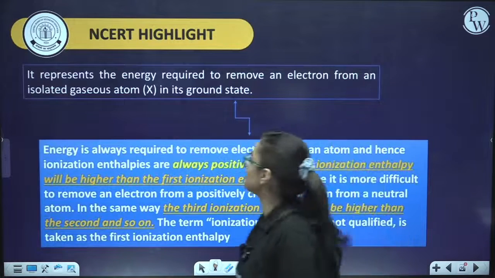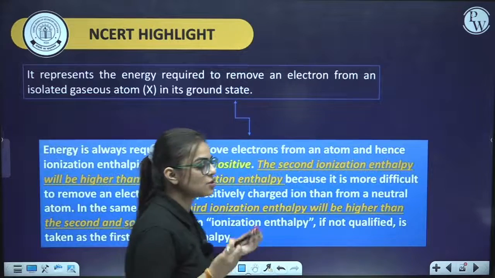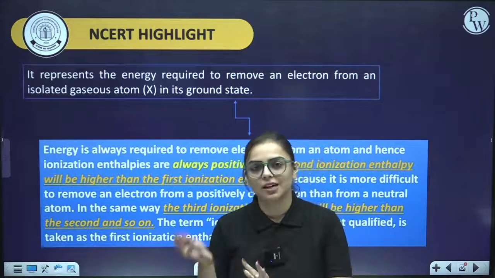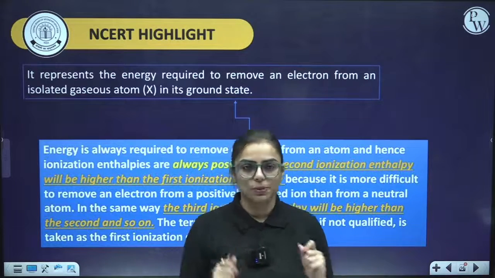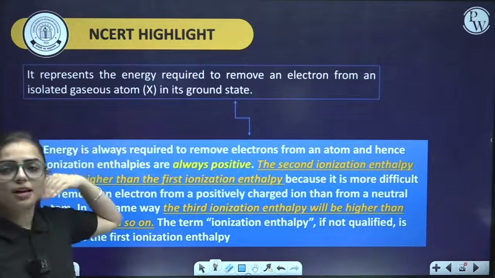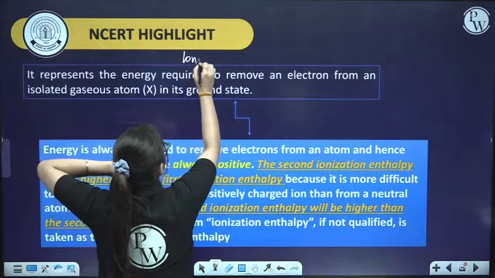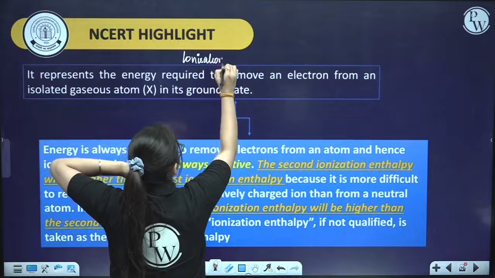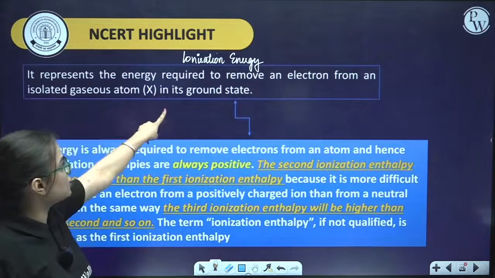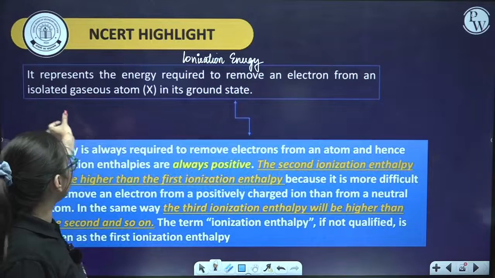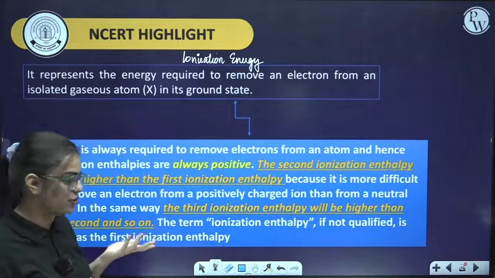Let us read from the NCERT highlight. What does NCERT say? I have already told you that we are going to discuss topics from the NCERT also, because in organic chemistry NCERT is really important and we are discussing topic by topic. So let us see what it says about ionization energy. It represents the energy required to remove an electron from an isolated gaseous atom in its ground state. When you are removing one electron, the energy required is ionization enthalpy.